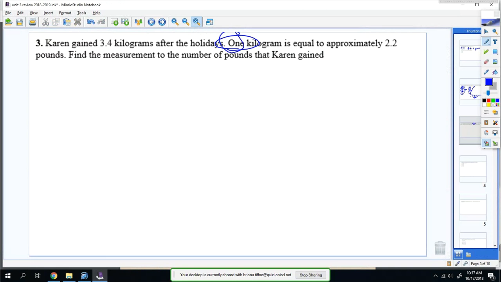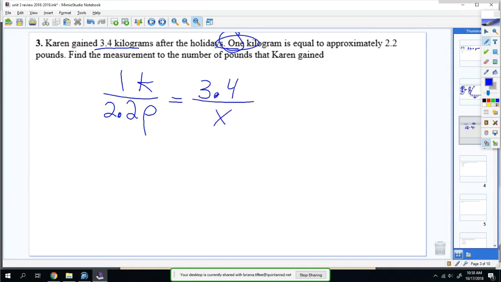Okay, this is asking me to change 3.4 kilograms to pounds. Well, I know 1 kilogram is 2.2 pounds, and you always label your numbers. So I need to change 3.4 kilograms to pounds. So 3.4 goes on top. So you just cross multiply. So you do 3.4 times 2.2, which is 7.48, and then 1 times x, which is x.